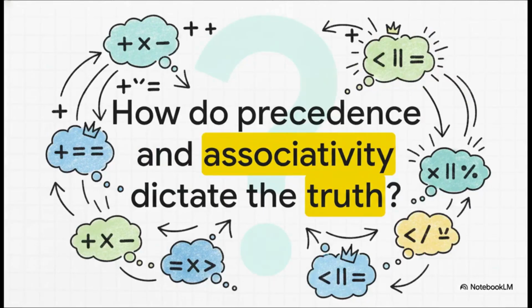As we wrap up this explainer, I want to leave you with this final puzzle to think about. When multiple operators collide in a complex formula, say you mix arithmetic, assignment, and relational checks all on one single line, who actually wins? How do precedence and associativity dictate the ultimate truth? It's a fascinating challenge to explore.